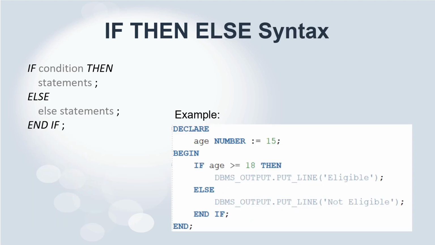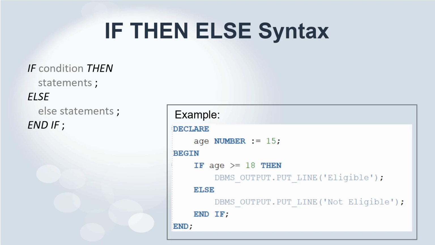This is the syntax of if then else statement. Here one extra else block is added to the syntax. If the condition in the if block is evaluating to true, then the statements inside if block will be executed and the statements inside else block will be skipped. If the condition is evaluating to false or null, then the statements inside else block will be executed and the statements inside if block will be skipped. Here you can see the example of if then else statement.